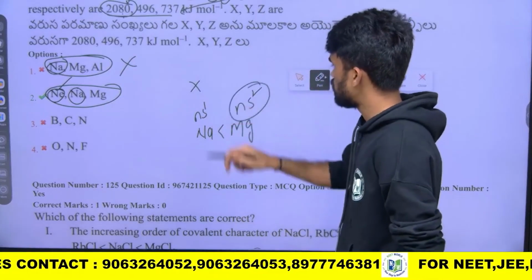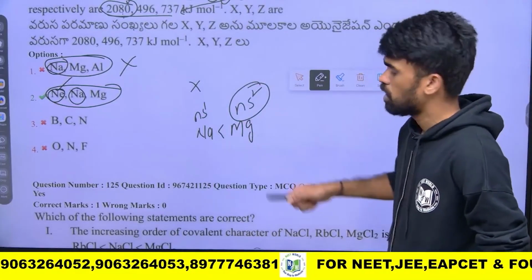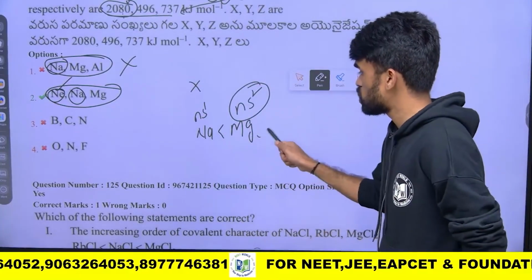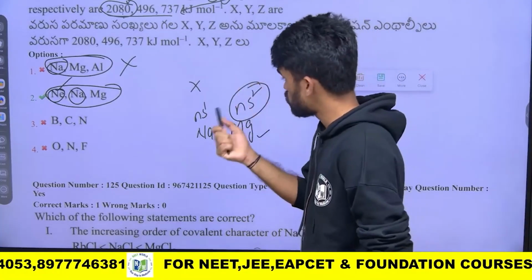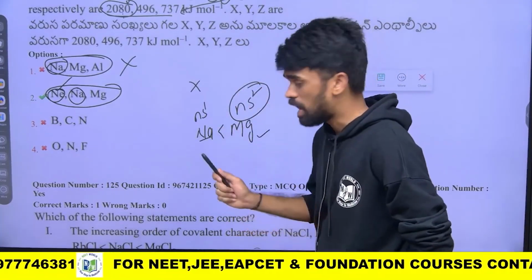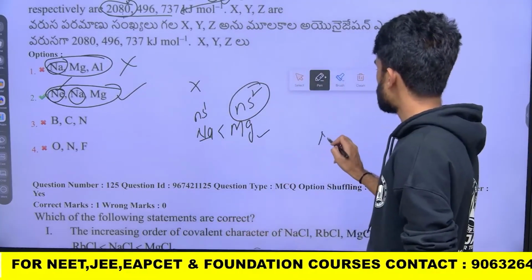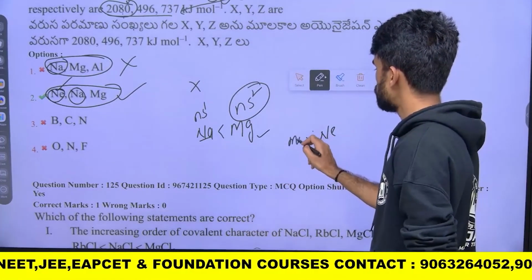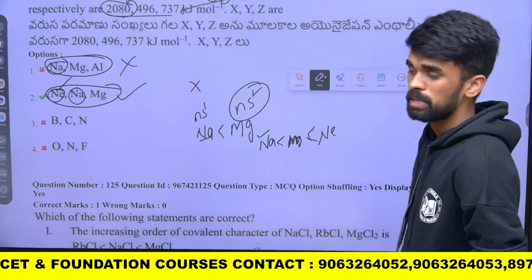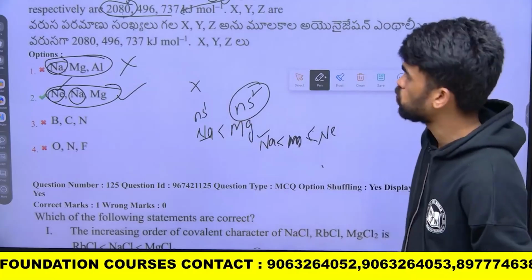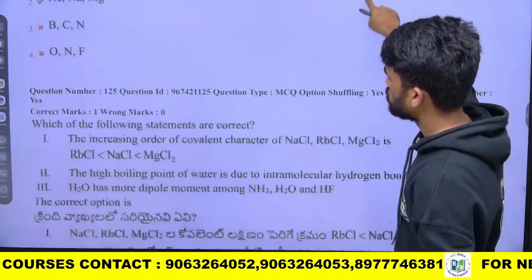Alkaline earth metals have ns2 electronic configuration, while alkali metals have ns1. The fully filled s orbital electron is strongly bound to the nucleus of magnesium, so it is hard to remove the electron compared with the alkali metals. Therefore this order is correct: neon maximum, magnesium, then sodium. That is there in option number 2 only, based on the values. So let's go further.